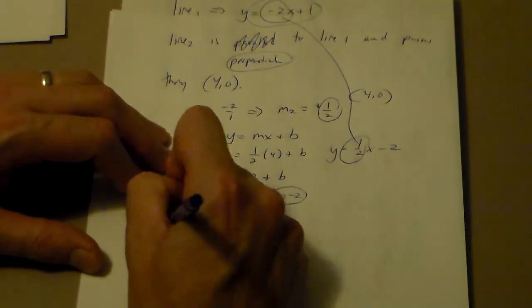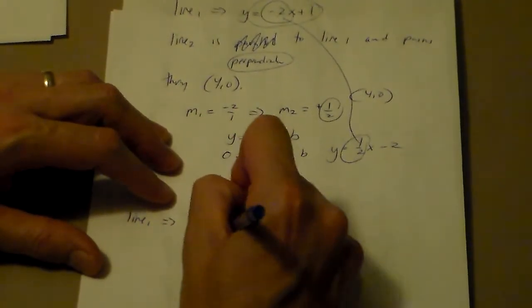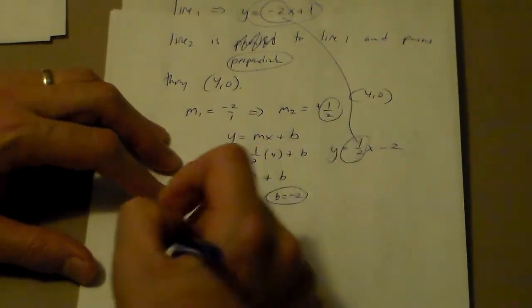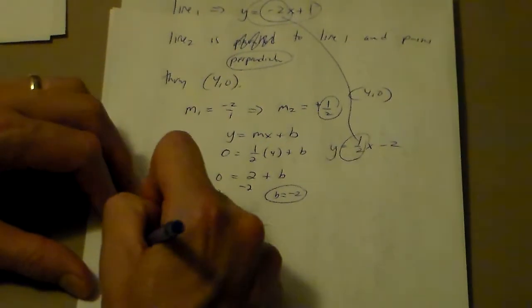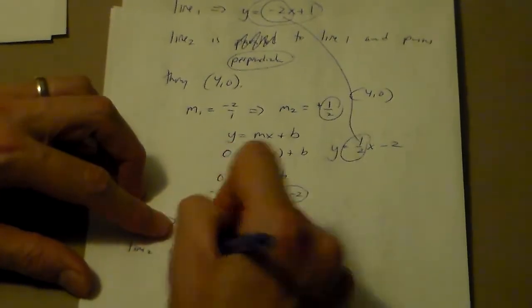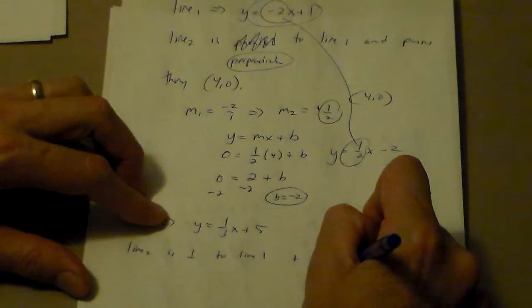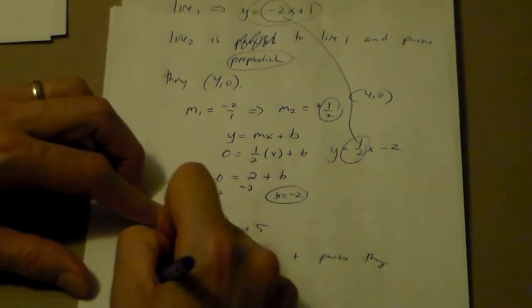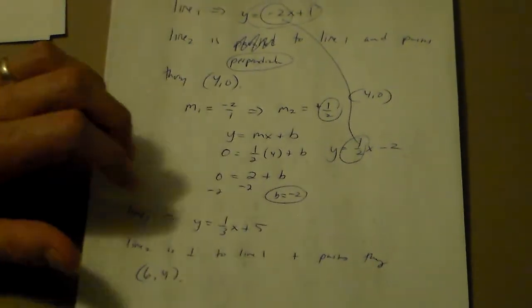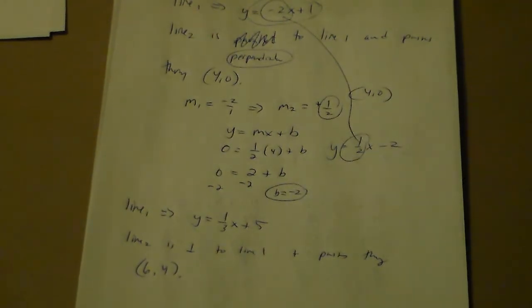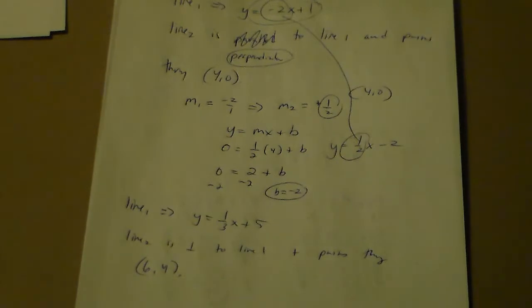So here's one for you guys to try before we wrap up section 3.7. Line 1 is going to be y equals 1/3 x plus 5. Line 2 is perpendicular to line 1 and passes through 6, 4. Find an equation of a line. So what I need you guys to do, I need you to pause the video and practice that. Okay? Pause the video and give that one a shot.